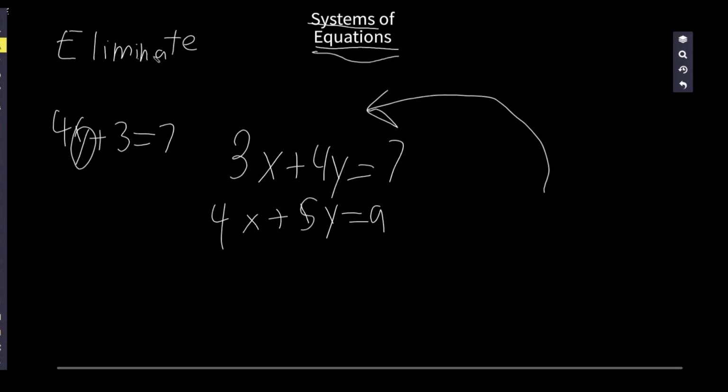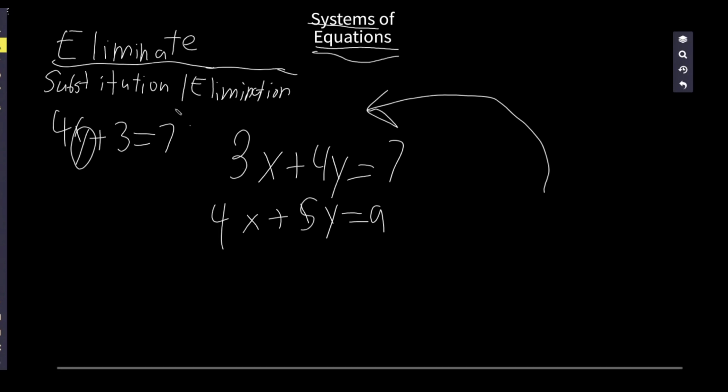And there are two methods we can use for eliminating a variable. One is called substitution, which is probably the most reliable method. And the other is called, well, elimination, which is useful in some circumstances. Let's go over substitution first.